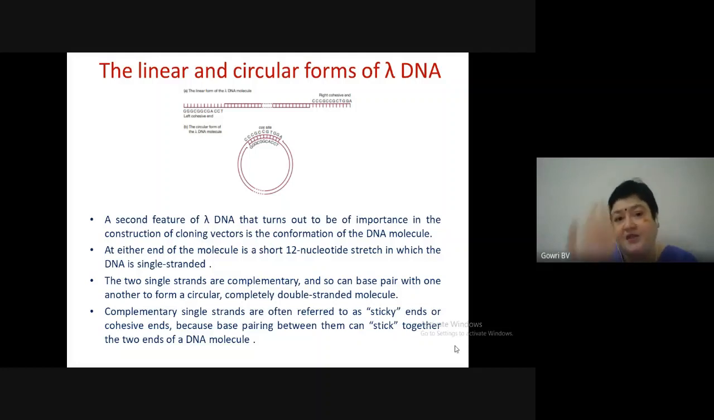So the first important feature of lambda DNA as a vector is that it is 49 kilobases in size, and the genes regarding functions are clustered together on either end. That is one advantage. The second feature why it is a very important vector system is that in the capsid head it remains linear, and once it enters the bacterial cell, it gets circularized, acting like a plasmid molecule.